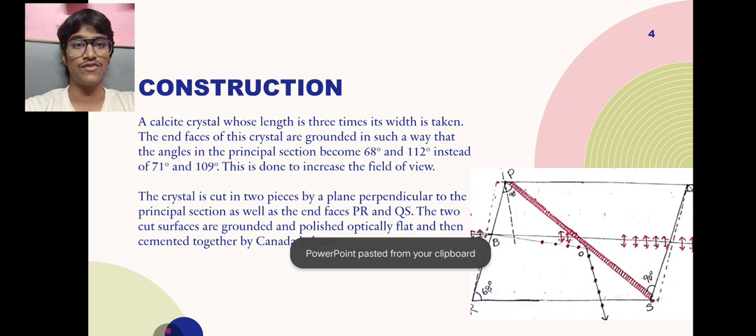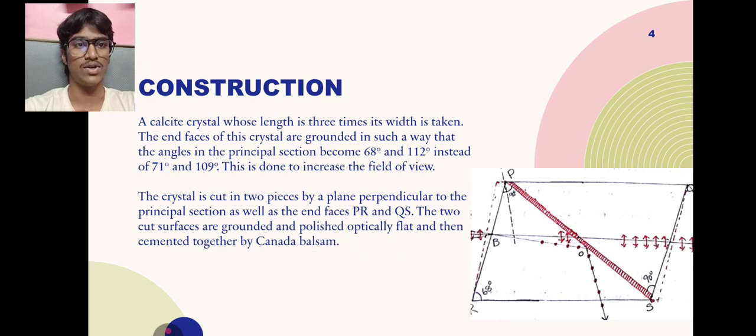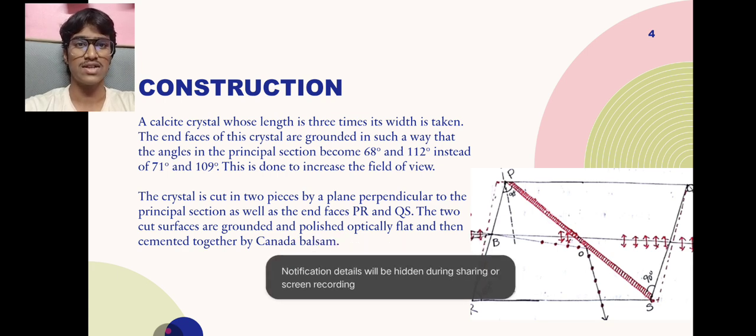The construction of the Nicol prism: a calcite crystal whose length is 3 times its width is taken. The end faces of this crystal are ground in such a way that the angles in the principal section become 68 degrees and 112 degrees, instead of 71 degrees and 109 degrees. This is done to increase the field of view.